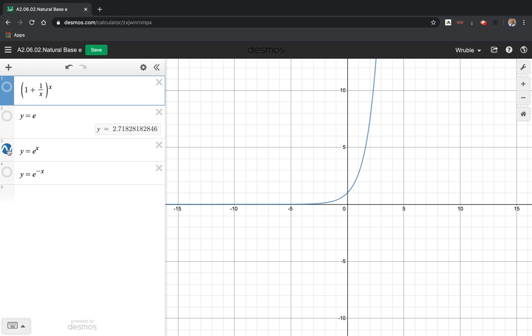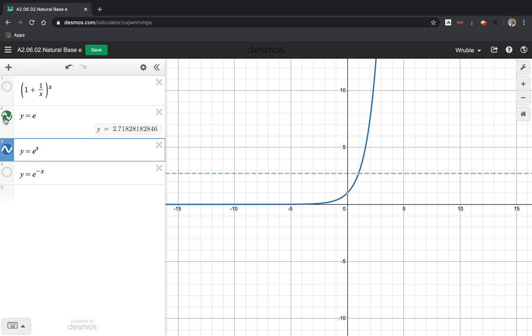I'll shut those off. Now we have the parent function of the natural base E exponential function. So we still have the point 0, 1. Actually, I'll turn this one back on. And then we can see if we go over 1, up 1, we get to 1, 2.718, or that's where it crosses the value of E. And remember, anything raised to the first power is itself, so that is 2.718.